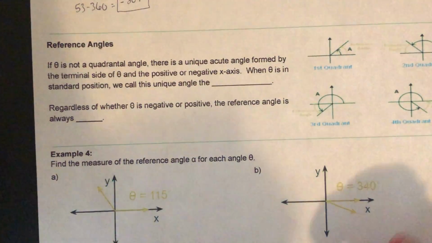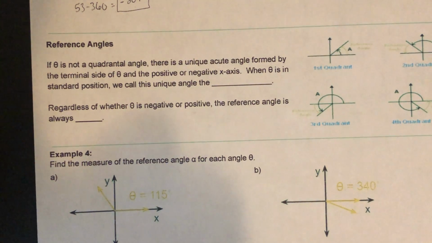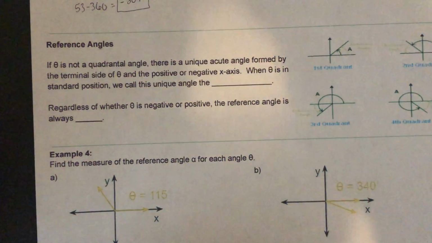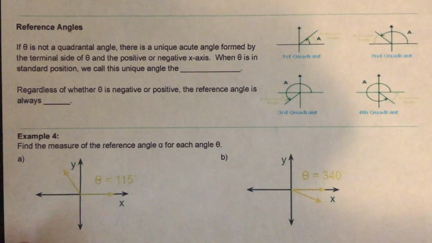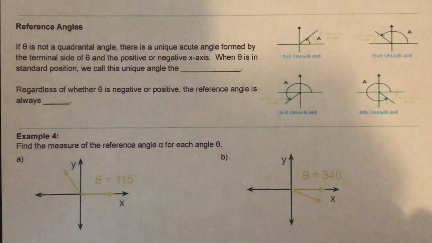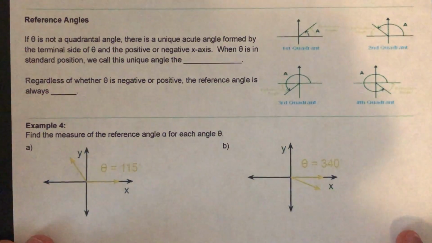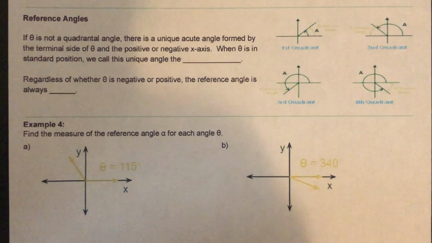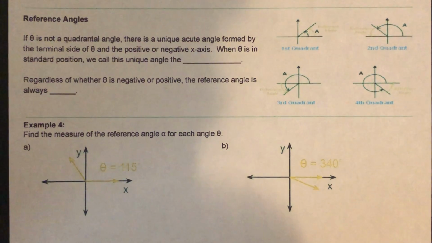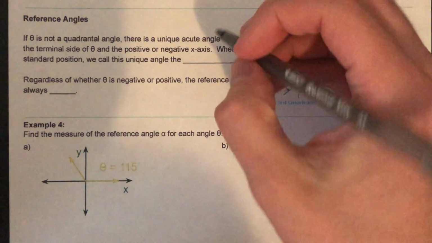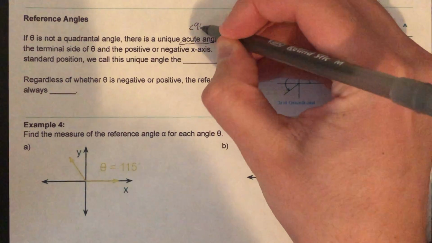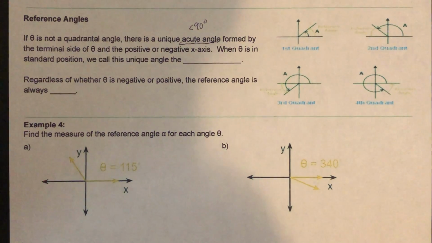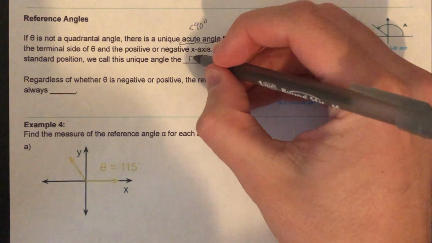The other type of angle that we need to focus on and consider would be reference angles. So reference angles are defined like this: if theta is not quadrantal, meaning it doesn't start and end on the x and or y axis, there's a unique acute angle, and remember, acute means less than 90 degrees, formed by the terminal side of theta and the positive or negative x-axis. When theta is in standard position, we call this unique angle the reference angle.